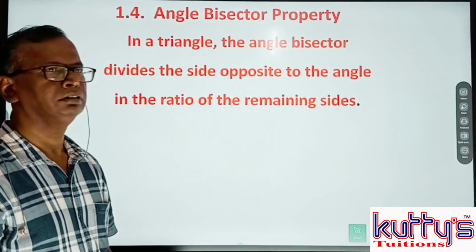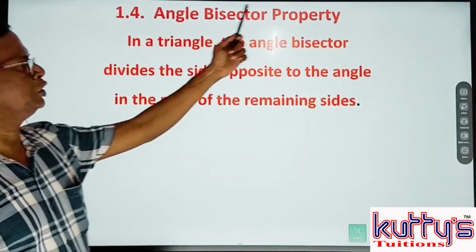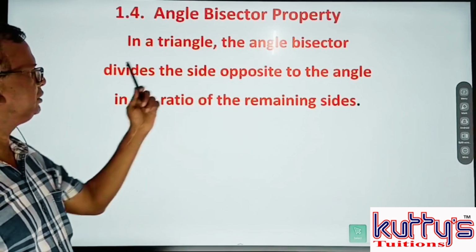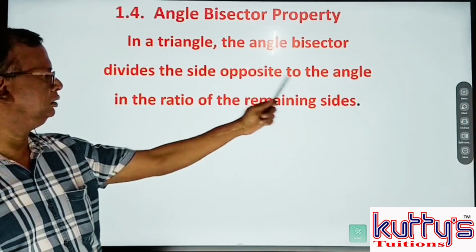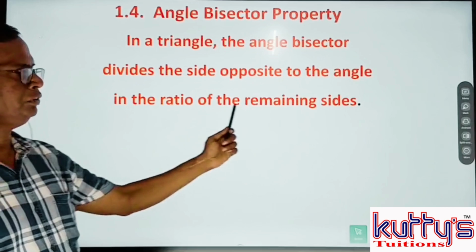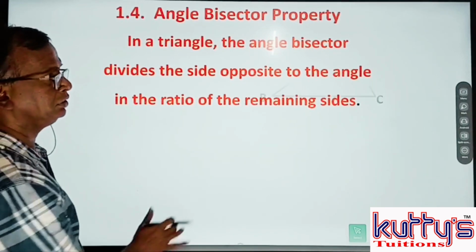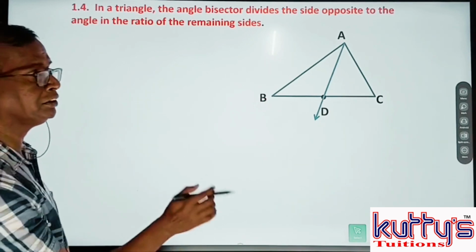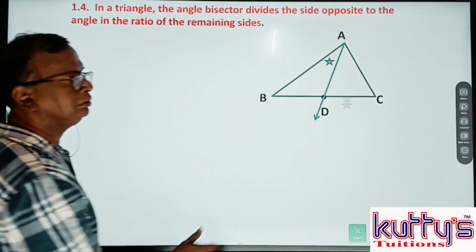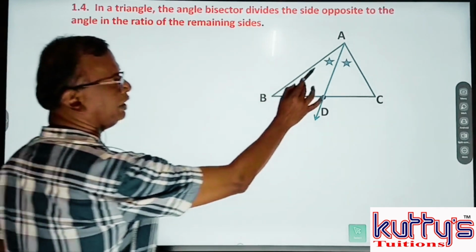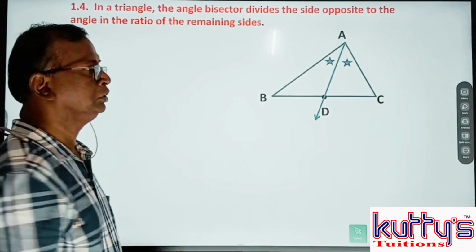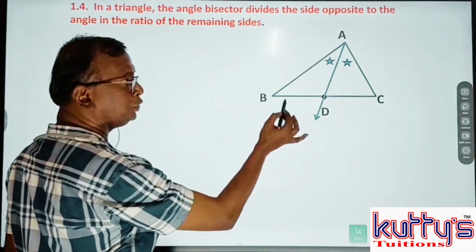Okay. The second theorem, that is the angle bisector property. What does the bisector property say? In a triangle, the angle bisector divides the side opposite to the angle in the ratio of the remaining sides. Means, see here, this is a triangle and this is a bisector. Which is the bisector here, students? AD is the bisector. What does a bisector do? It divides the angle into two equal parts. But what is the angle bisector theorem?